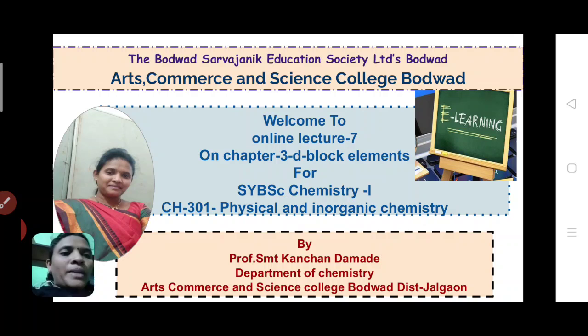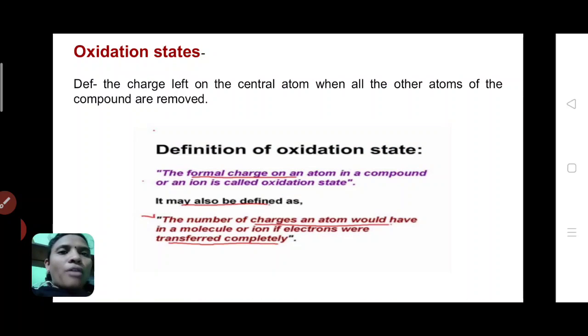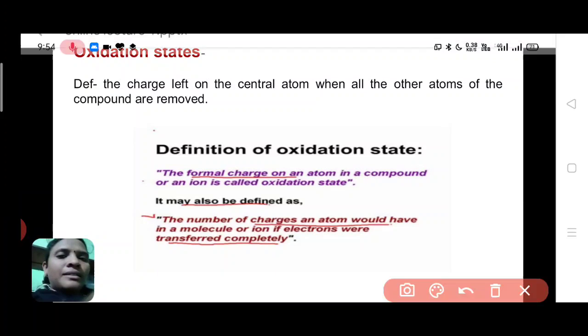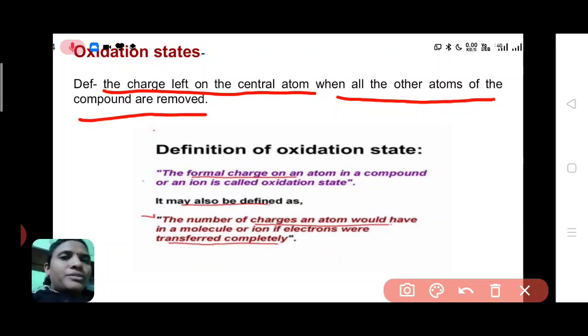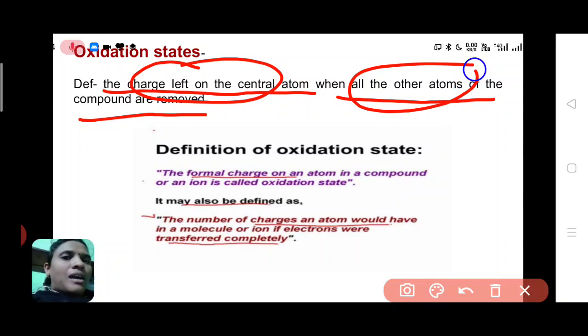We have discussed so many properties of d block elements. Now we will discuss another property of these elements, that is oxidation states. You are already aware of this term. So what is the oxidation state? The oxidation state is the charge left on the central atom when all the other atoms of a compound are removed.